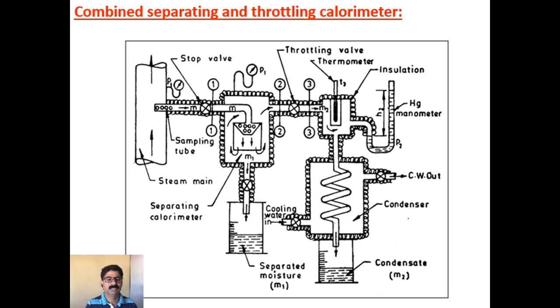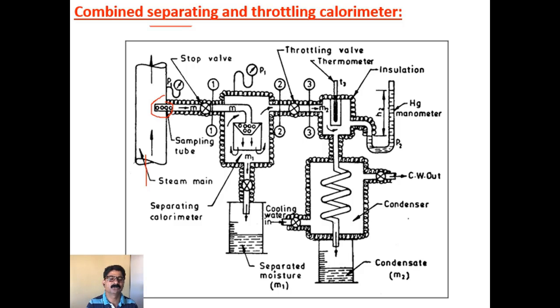Now the combined separating and throttling calorimeter has two parts. The first part is the separating part and the second part is the throttling part. Let me explain the separating part first. This is the steam main through which steam is passing. This is the sampling tube as earlier. Steam is extracted and passed through a stop valve. The condition of steam before it passes through the separating unit is state 1, pressure P1, temperature T1.